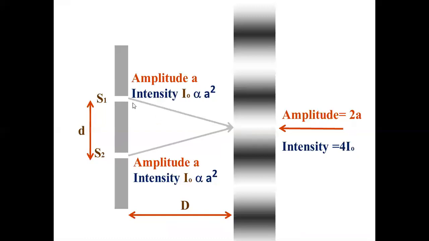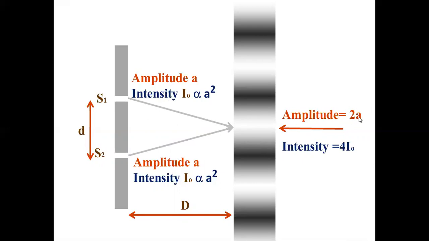Amplitude of this wave is A. Amplitude of this wave is A. So what is the intensity of this wave? Proportional to A square. What is the intensity of this wave? Proportional to A square. When they superpose, it is not 2A square, it is 4A square. Why? Sorry, the amplitude of the resultant wave is 2A.